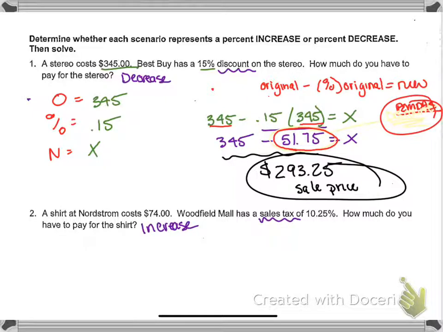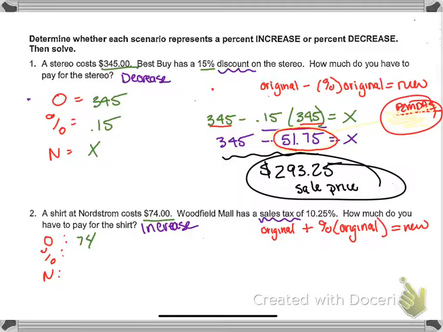So this time I'm buying a shirt. It's $74. Woodfield Mall has a sales tax of 10.25%, which is a lot. How much do you have to pay for the shirt? So since it's tax, it's going to be an increase. Again, I'm going to write my formula out so I remember. And I'm going to write O, percent, and N. Let's figure out what I have. So the original price of the shirt is $74.